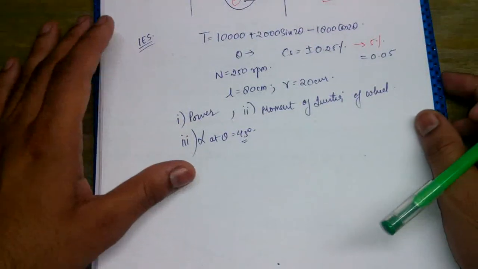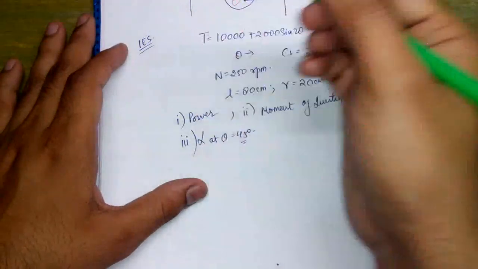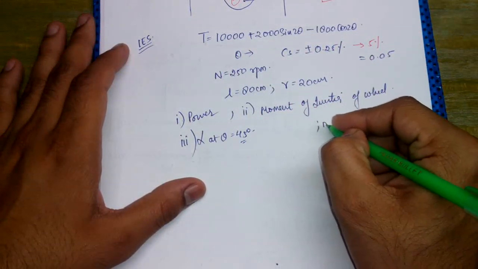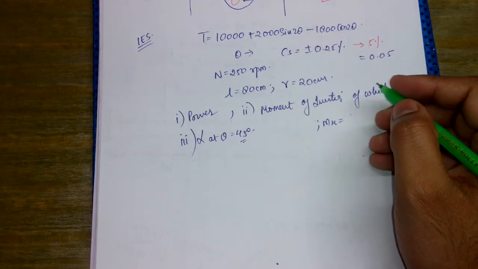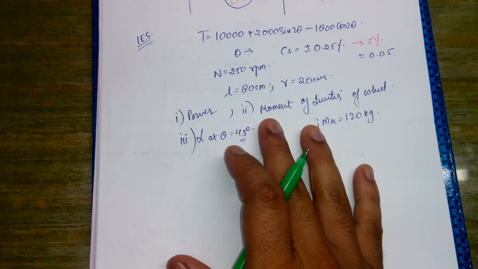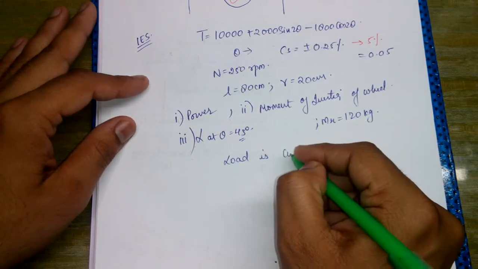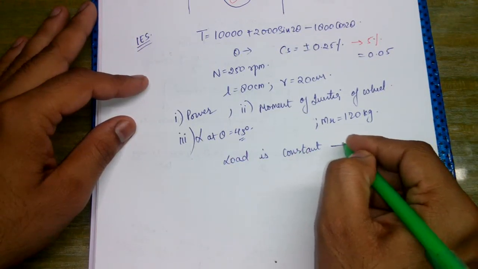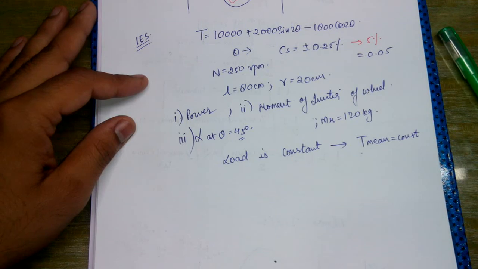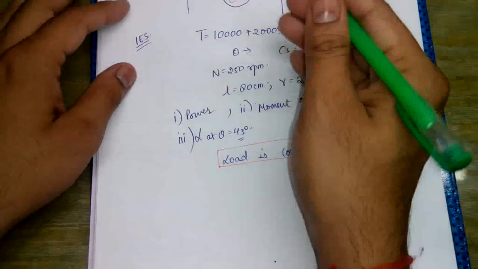In the previous lecture, we started off with this problem which was asked in IES, and we shall be doing this. All the data that has been given, I have already noted it down. Just one data was left, that is the mass of the reciprocating part, which has been given to us as 120 kg. We have also been given that the load is constant. So load is constant simply means that we are having T mean as constant. This is one data that we have been given, and all the other data have been given also.